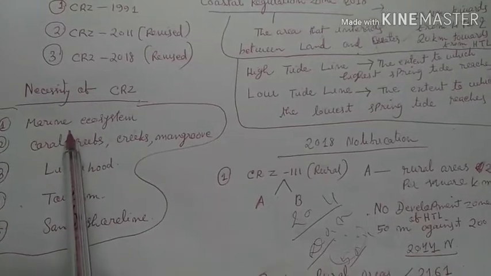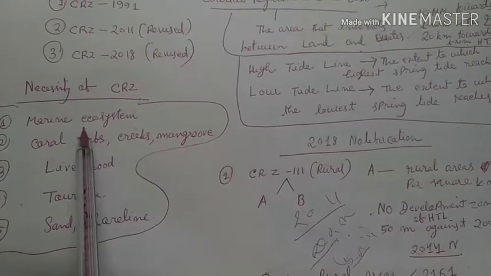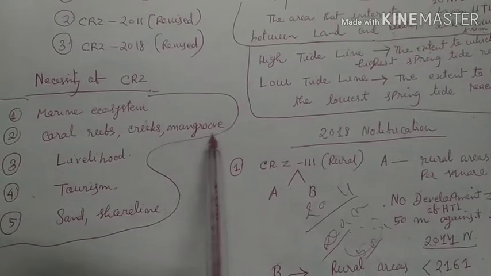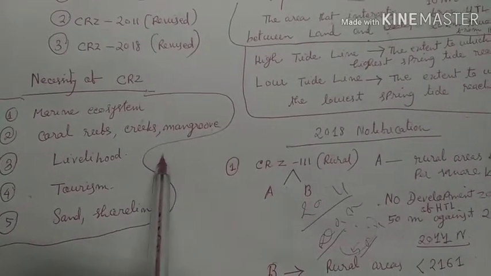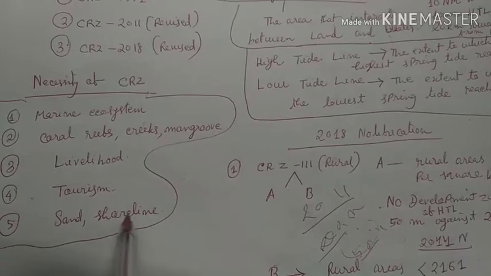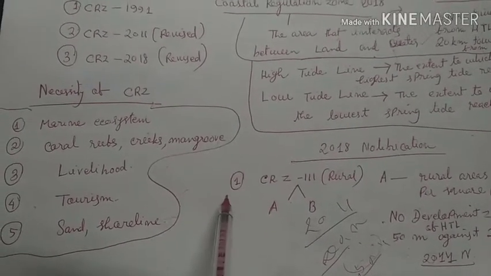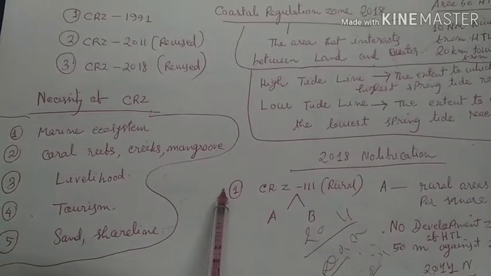It provides a very valuable ground for marine ecosystem, coral reefs, creeks, mangrove. It provides livelihood. It promotes tourism. Sand shoreline provides the ground for nesting as well as mating ground of different species.